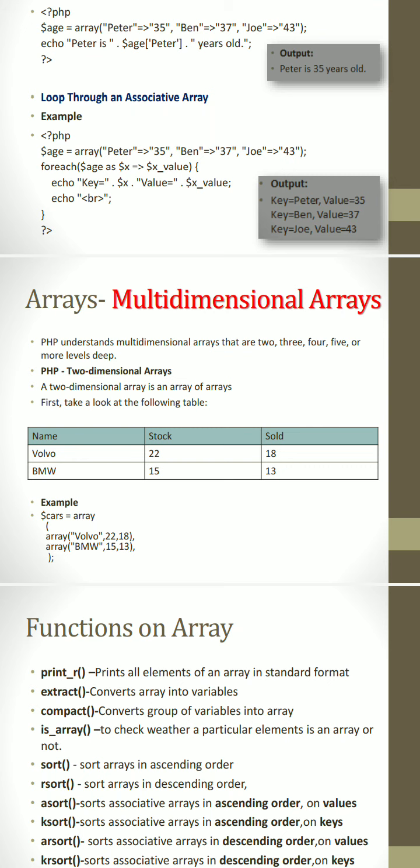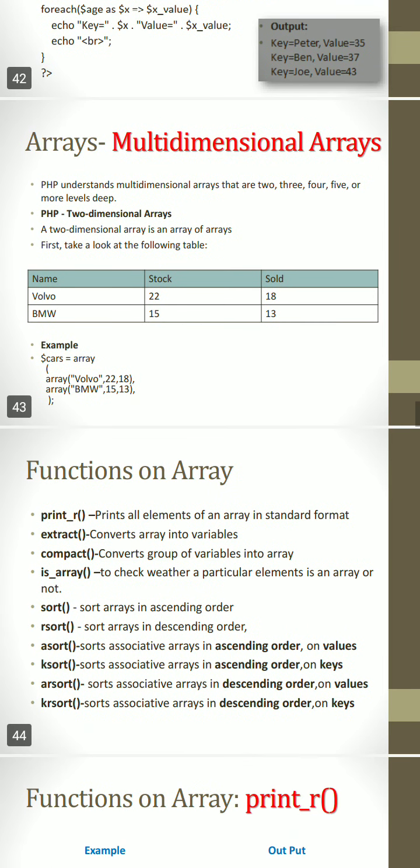Okay, we'll see the next part, that is functions on arrays. This is a very important question. There are different functions. So first, print_r. It prints all the elements of an array in a standard format. Okay, we'll see examples of each function one by one. Second function is extract. It converts the array into variables. Then compact. It converts a group of variables into an array.